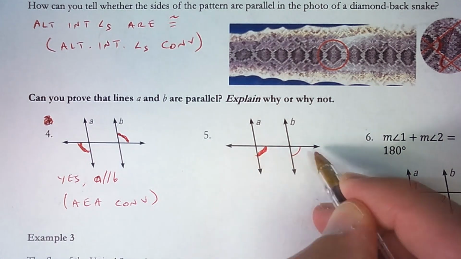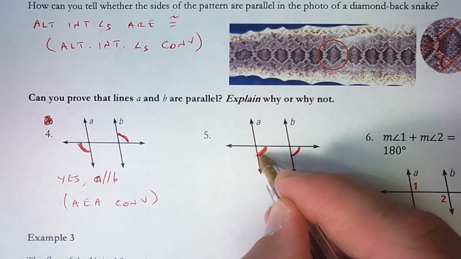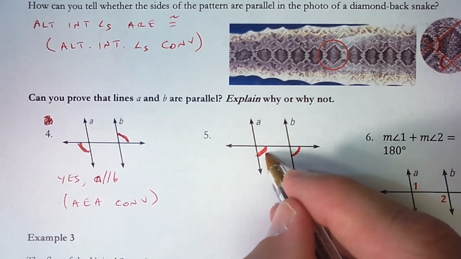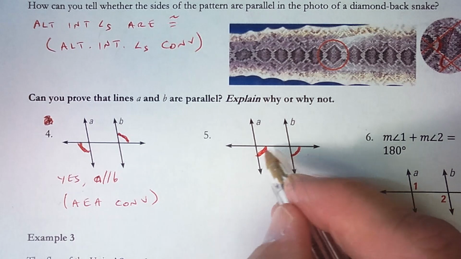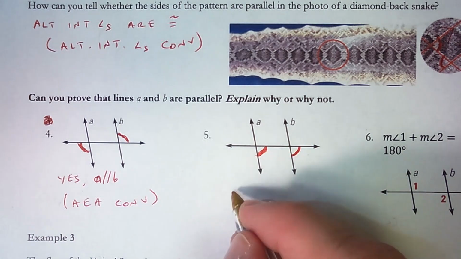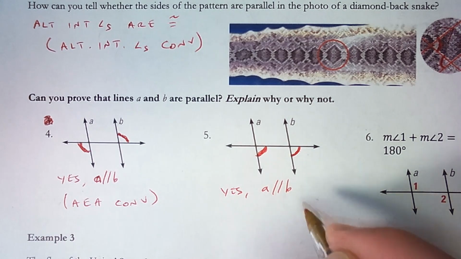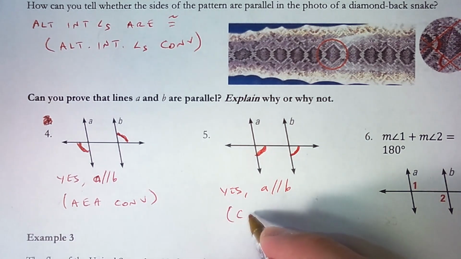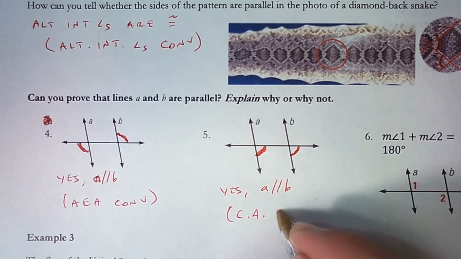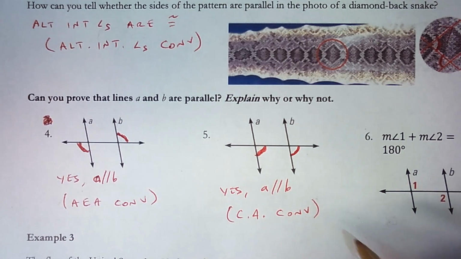Here, both of these are in a bottom right position. These are corresponding angles, and they happen to be congruent. So, yes, line A is parallel to line B, and it's because of the corresponding angles converse.